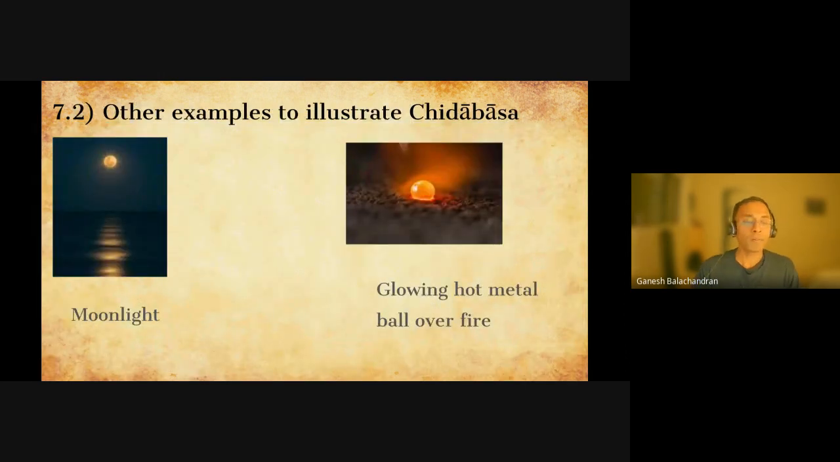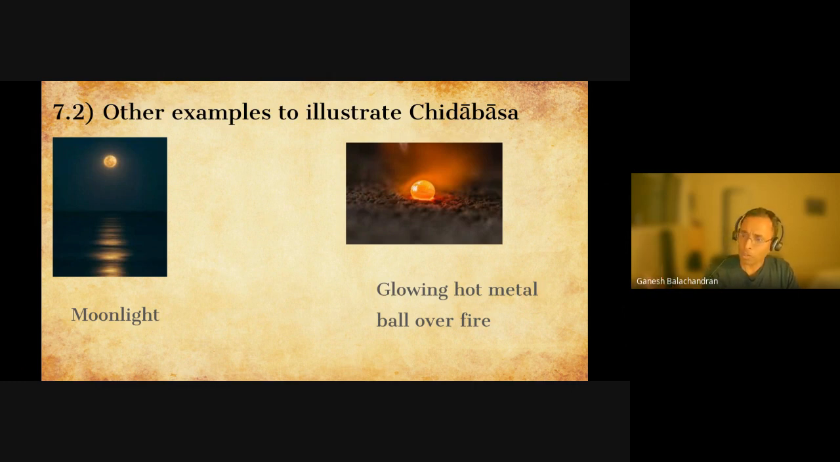There are other examples to illustrate Chidabhasa. These are some of the classical examples given by Shankaracharya and others. One is moonlight. We talked about the reflection on the screen, right? It provides light, everything comes to life, but it is not the original light. The moon has no light of its own. It's the light from the sun that's shining and illuminating the earth at night. So that is the moonlight. The reflected light on the moon is like the Chidabhasa. Then a glowing hot metal ball over fire.